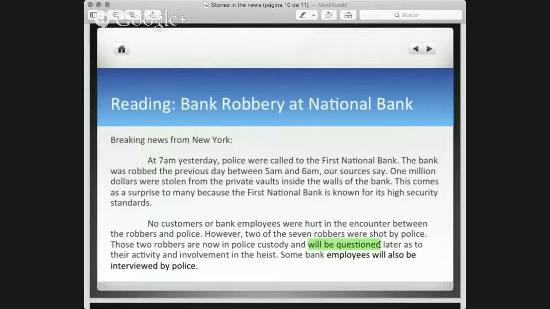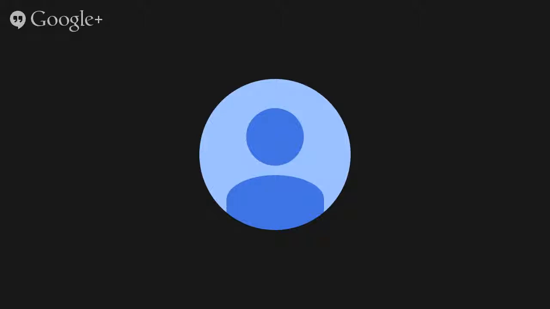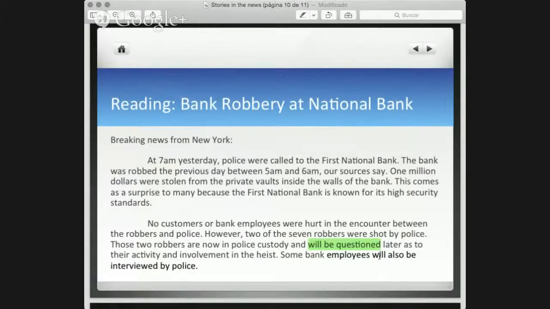Exactly. Yes. The last one, I think, will also be interviewed. Exactly. Good. Some bank employees will also be interviewed by police. Exactly. Good. Okay, so let's check. Let's see how we did.